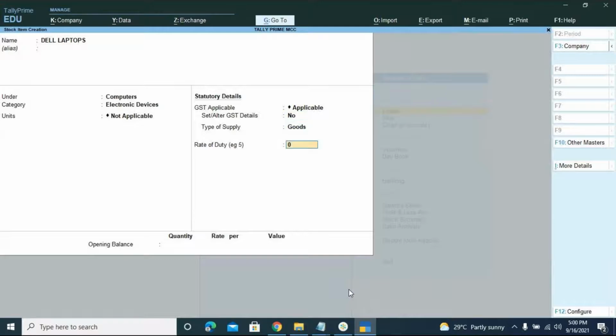I want to give the opening balance quantity for Dell laptops because I'm already having some stock. Let's say I'm having 5 pieces of Dell laptops. What's happening here? Is it going to the quantity here? No, it is directly going to the value. Can you see? It is directly going to the value. It is not going to the quantity.